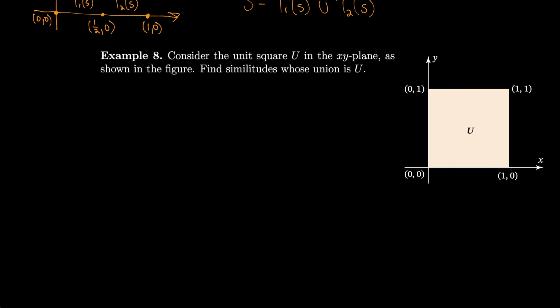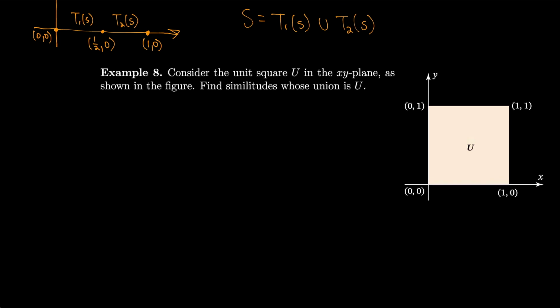Let's consider the unit square U in the xy plane as shown in the figure. We'll find similitudes whose union is U. Okay, so I'm going to draw what I'm going to do here. How about I make this my x-axis and y-axis. Let's break up the square.